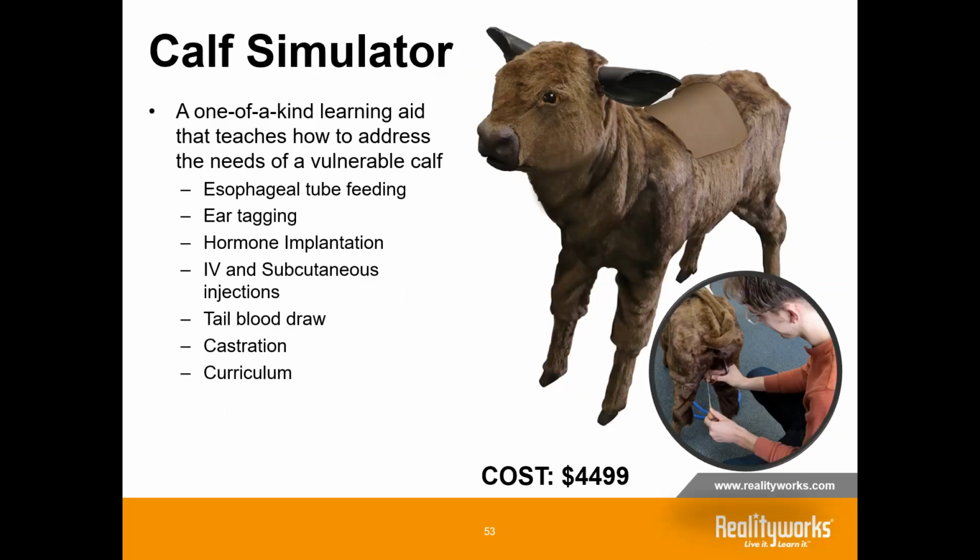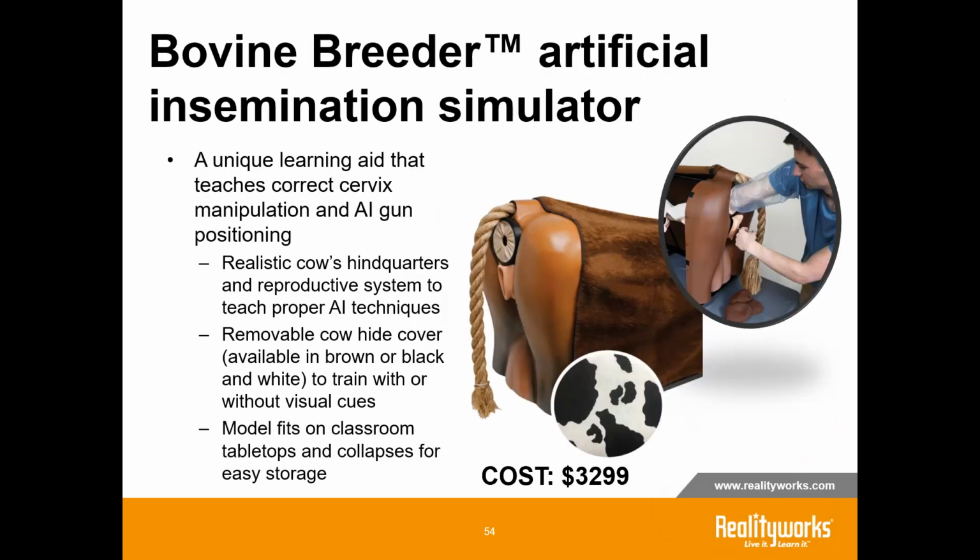We also have a calf simulator, a life-size calf simulator, that allows you to actually do esophageal tube feeding, making sure you're doing it correctly, that it's coming into the correct area. Then you also have ear tagging, hormone implants, injections, blood draws on the tail, and then also castration, allowing you to know how to do correct castration on your animal.